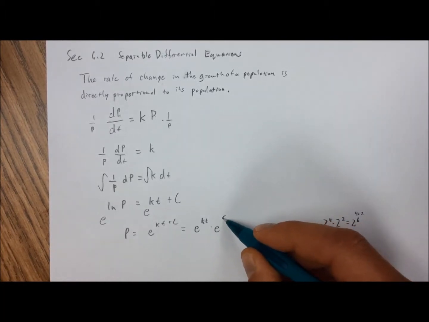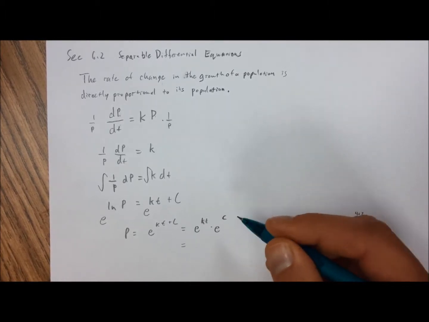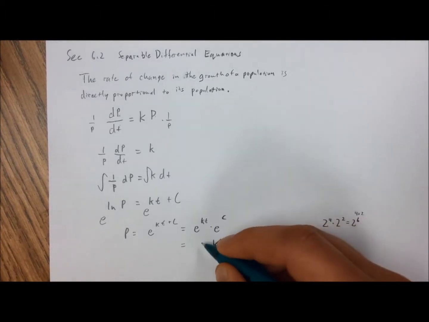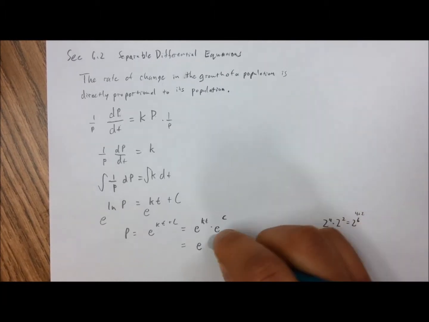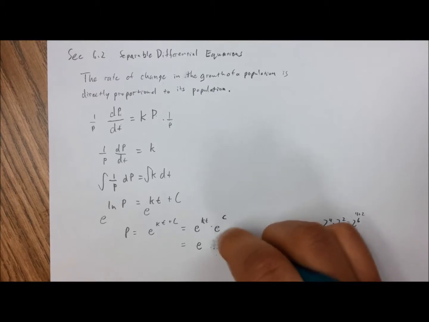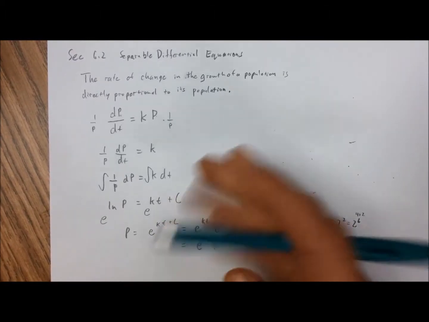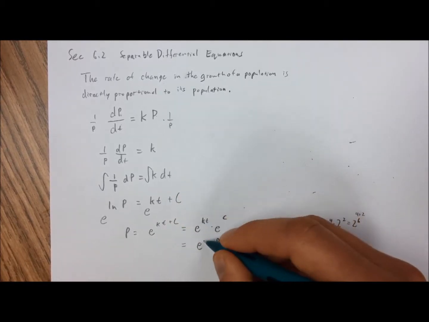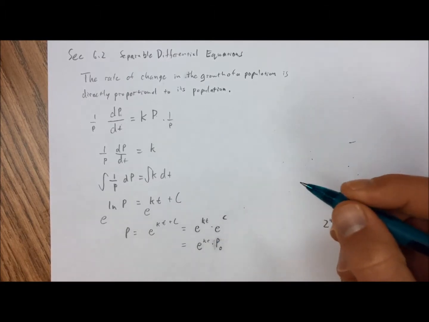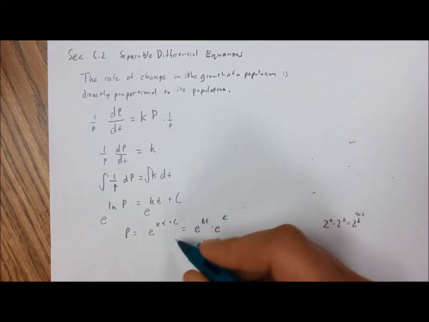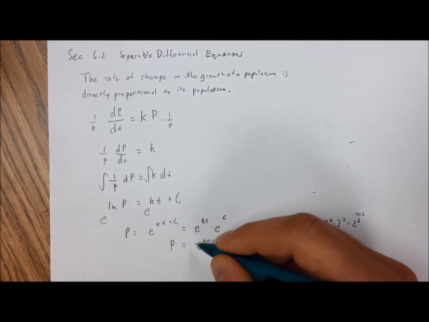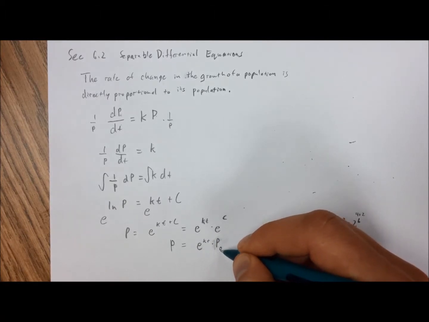Now, e raised to some constant is really just some other constant. So let's call that, how about k? Let's not use k because we already used that up here. I'm going to put p sub 0, and I'll tell you why in a few moments. So what we have here is the population at any given time is e to the kt times p sub 0.